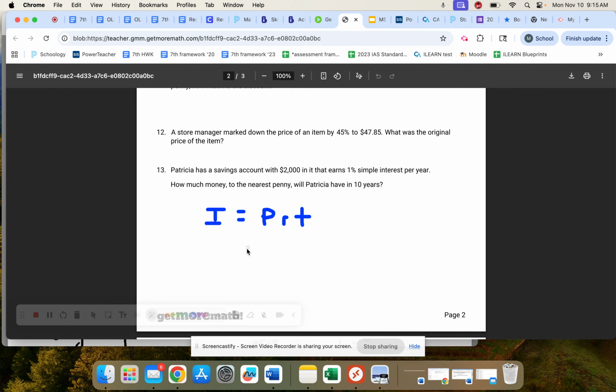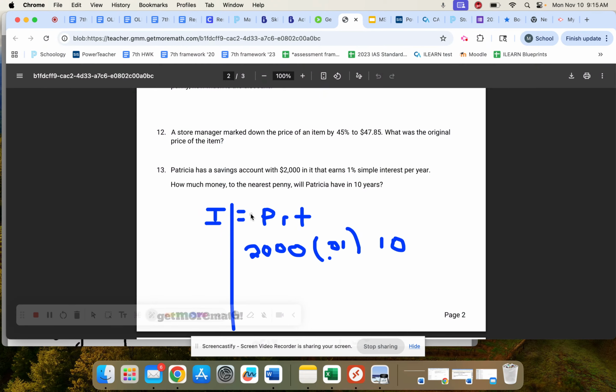Okay, 13, last one, our interest problem. Patricia has a savings account with $2,000. That's the P, the principal, the initial amount borrowed or invested. It earns 1%, that's your rate, 0.01, you have to write it as a decimal. How much will she have in 10 years?